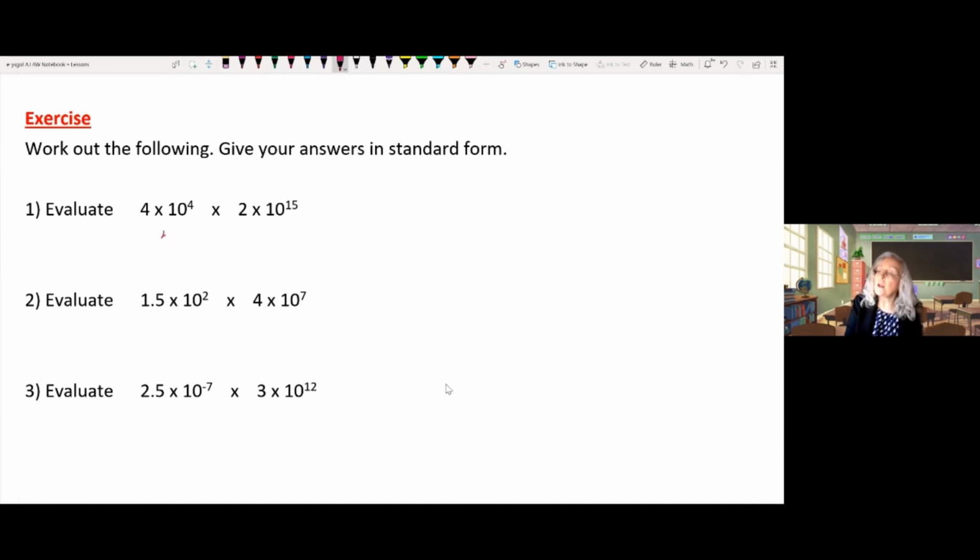So first of all, I'm going to do 4 multiplied by 2, and then I'm going to multiply 10 to the power of 4 by 10 to the power of 15. So my first one is 8 multiplied by 10 to the power of 19.